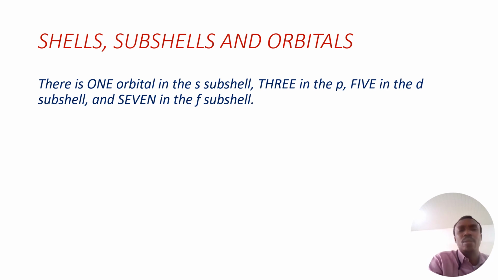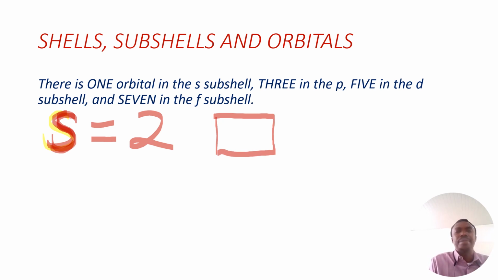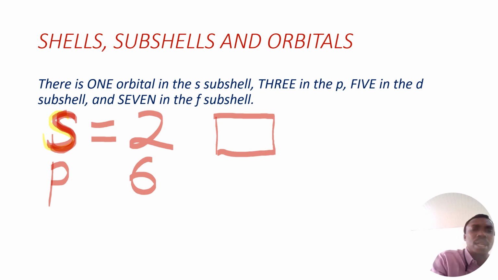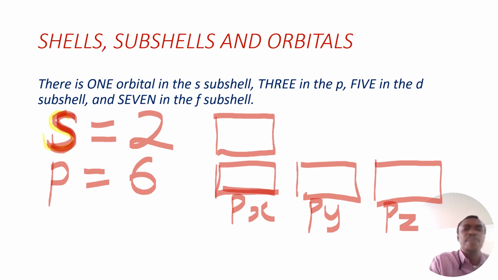Now, from what we just discussed, the S subshell can take a maximum number of 2 electrons. And since an orbital can take only 2 electrons that spin in opposite direction, there is just one orbital in the S subshell. Then we come to the P subshell. A P subshell can take a maximum number of 6 electrons. So in a P subshell, there are 3 orbitals, which we call px, py, and pz. So in a P subshell, there are 3 orbitals.